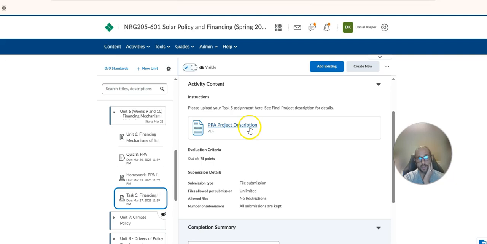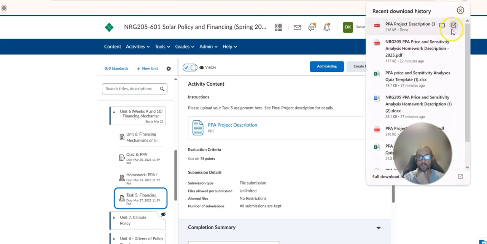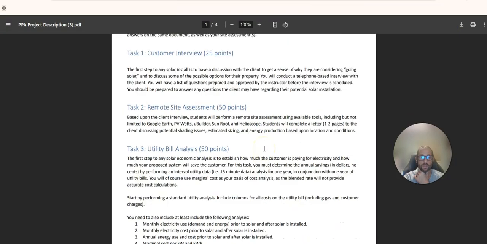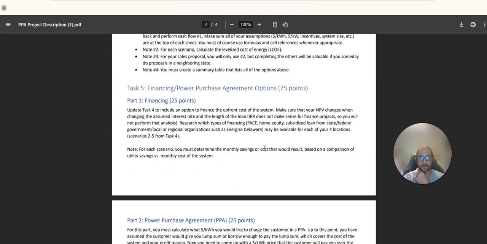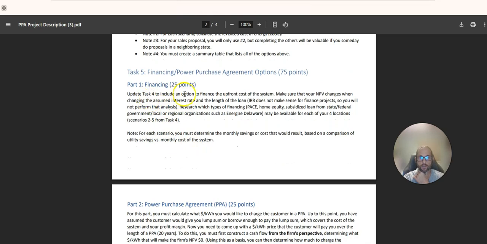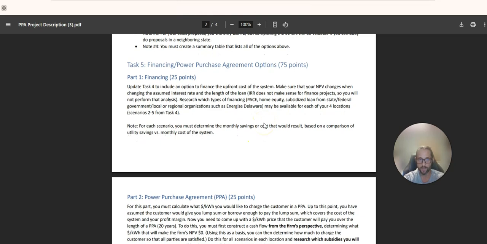Now keep in mind, this is rather extensive, because you have to do all these different scenarios. So remember, it's task 5, which is here. First you're going to update your own task 4 that you already did in Delaware, including all the available incentives.